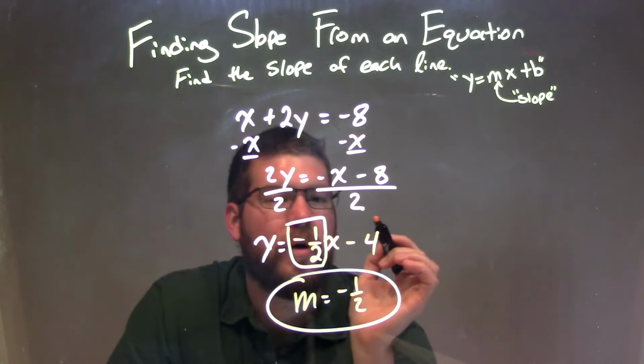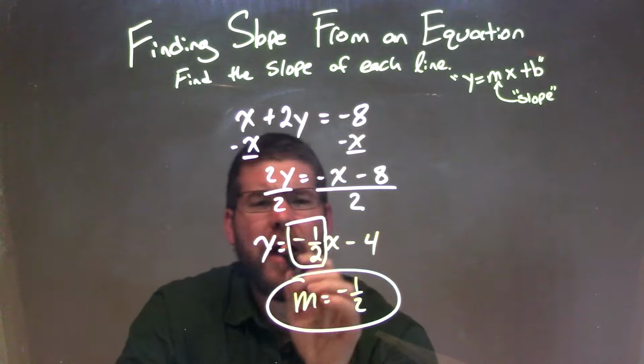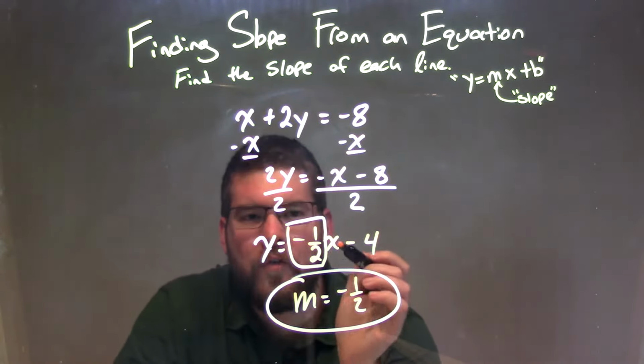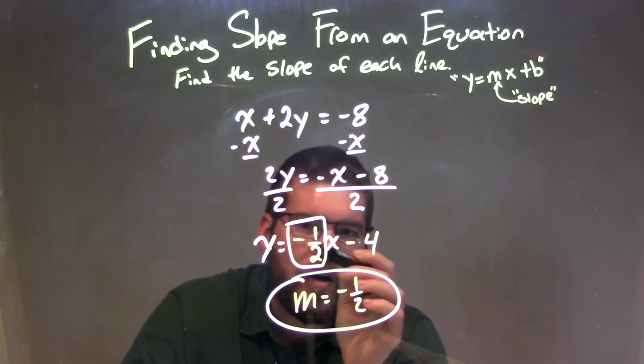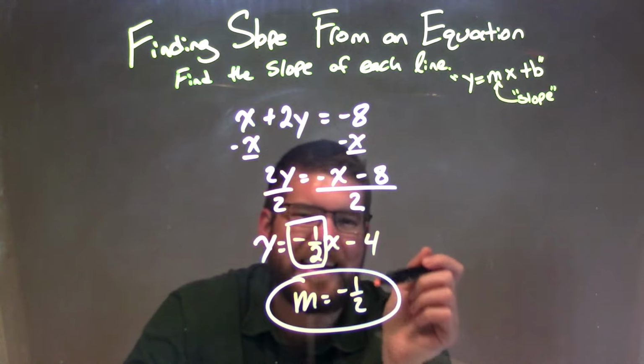There's like that imaginary 1 in front of x. And then we have minus 4 because 8 divided by 2 is 4. So now I have it in my slope-intercept form. Up there, I can identify my m, which is the coefficient in front of x. And so I see that it's negative 1/2. And so my slope here, and my final answer, is m equals a negative 1/2.